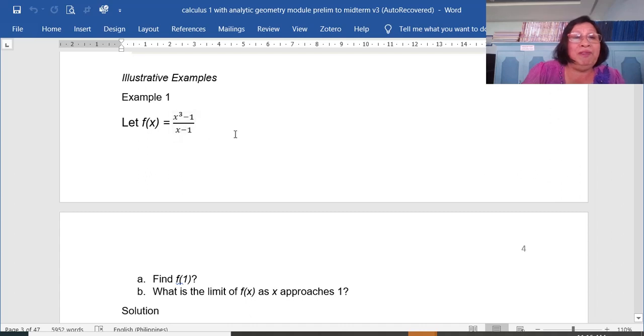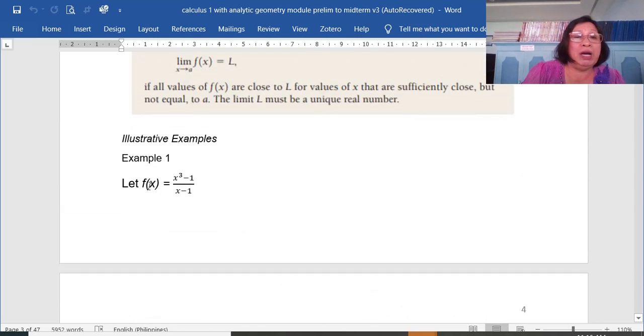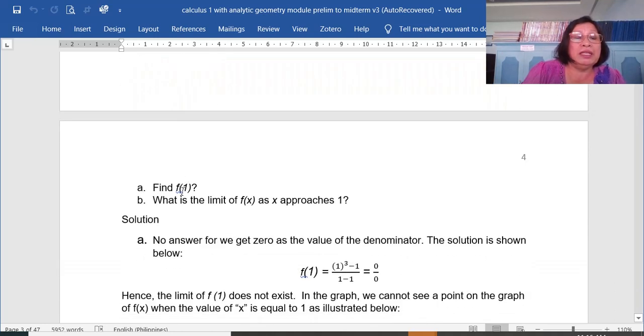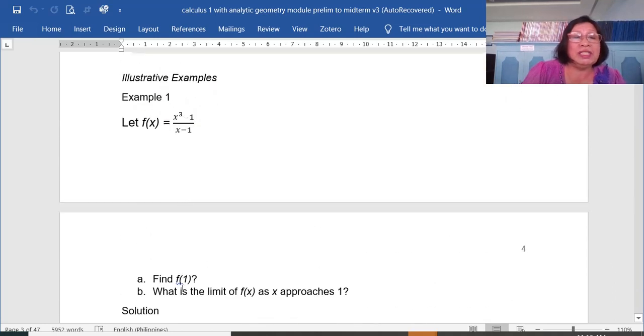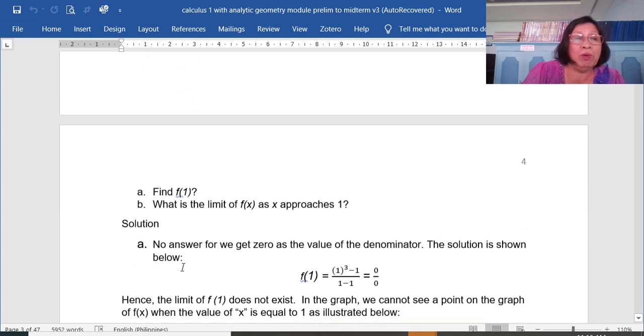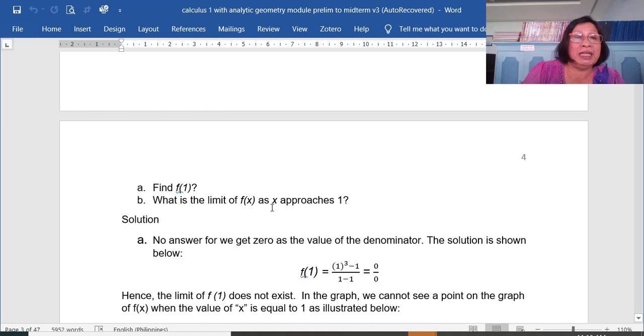Okay, let f of x is equal to x raised to the power 3 minus 1 over x minus 1. Simply, you're going to substitute for the values of x. What is now the value of x? We will set the value equal to 1. 1 raised to the power 3, that is 1. 1 minus 1, that is 0.